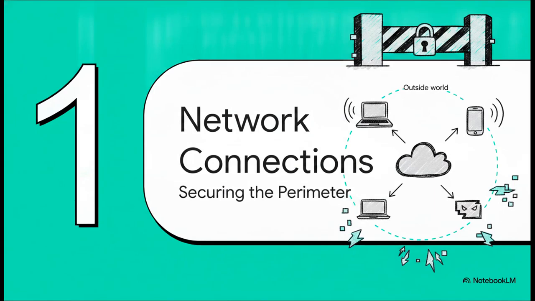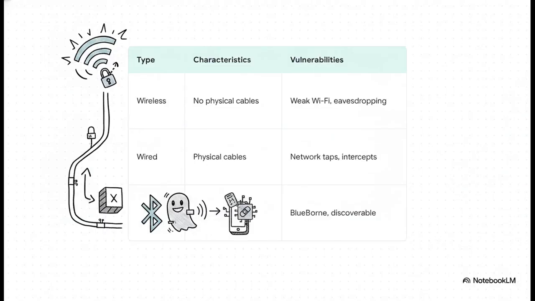Okay, jumping into part 1, defending your network connections, or securing the perimeter. We have to recognize that different types of networks have completely unique blind spots. Take wireless networks, for example. Because they don't use physical cables, they're incredibly susceptible to eavesdropping and weak Wi-Fi exploitation. Wired networks, on the other hand, are generally considered much more secure. But, and this is a big but, without proper network segmentation, an attacker with physical access could just plug a malicious device, like a network tap, straight into the cabling.